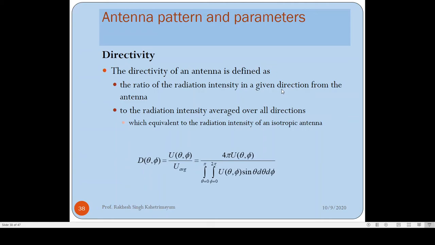So how do you define directivity? Directivity is simply defined as radiation intensity in one particular direction divided by the average radiation intensity. What was average radiation intensity? It was total radiated power divided by the total solid angle, which is 4 pi. And I have also mentioned that average radiation intensity is the radiation intensity of an isotropic antenna. That's why when we define directivity and gain of the antenna, the reference antenna is isotropic antenna. It's the ratio of the radiation intensity of that particular antenna in that particular direction divided by the radiation intensity of an isotropic antenna.